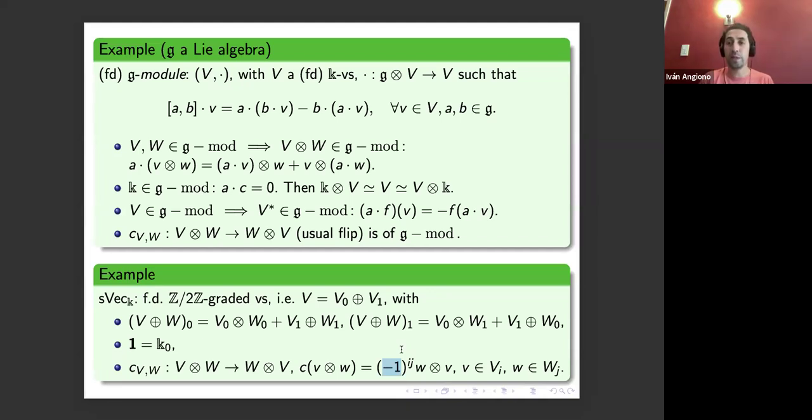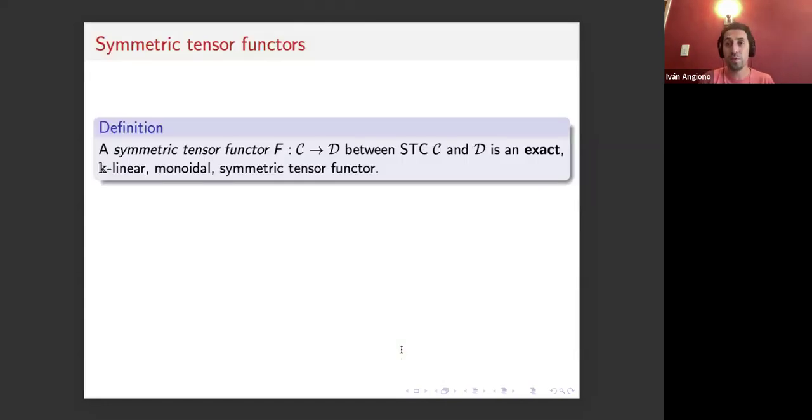Okay, we have symmetric tensor categories. The next thing is if you have categories, you want to have functors between categories. By a symmetric tensor functor, I mean a functor between two symmetric tensor categories which is k-linear. So all the Homs are vector spaces, and I want to keep the k-linearity, let me say, in a short way.